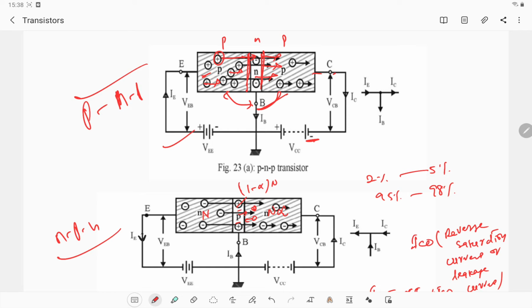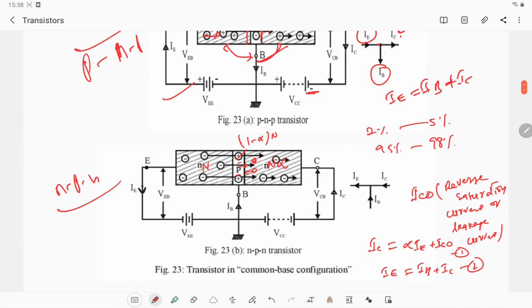Therefore here the current direction: this is IE, the current due to the emitter, meaning charge carriers in the p-type semiconductor. This is the current at the collector, and this is the current at the base. Therefore IE, IC, IB. According to Kirchhoff's law, IE is equal to IB plus IC.